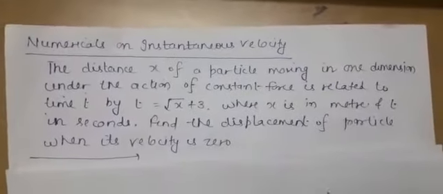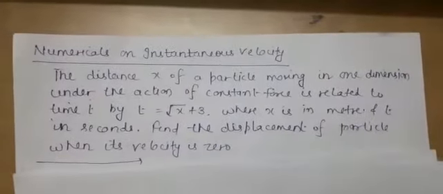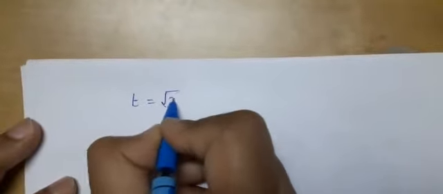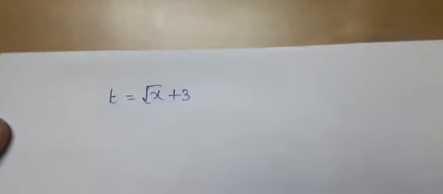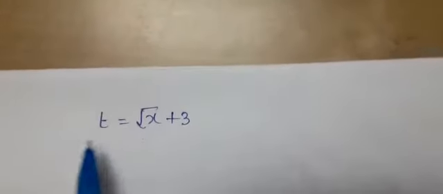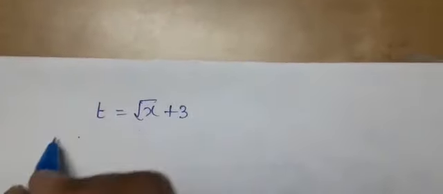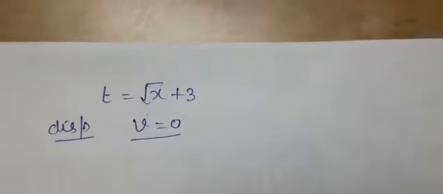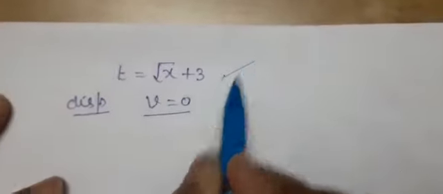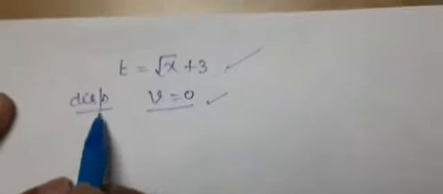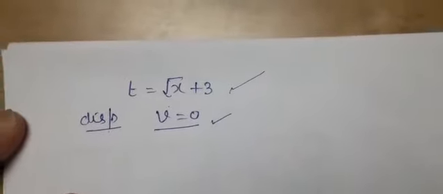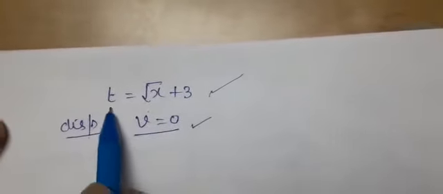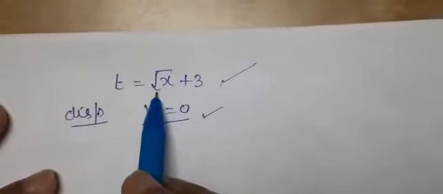A very important point is what you have to do while solving the numerical. Here, as per the statement, the distance x of a particle is related to time by t equal to under root of x plus 3, where x is in meters and t is in seconds. Now you have to find the displacement when its velocity becomes 0. As per this statement, this is an equation and this is a condition. How will you find the displacement? It's a little bit confusing, but you have to see. Here time is there and root x is there.